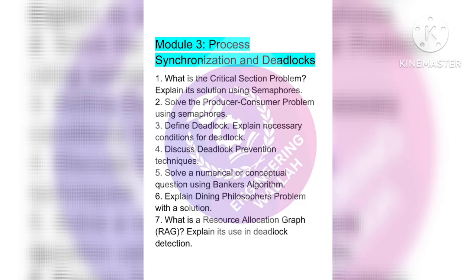4. Deadlock prevention techniques. Avoid deadlocks by breaking one of the 4 conditions, like using resource ordering. 5. Banker's algorithm. We'll solve a numerical or conceptual problem step by step. 6. Dining philosophers problem. A synchronization challenge solved using semaphores and resource ordering. 7. Resource allocation graph (RAG). A visual way to detect and analyze deadlocks.